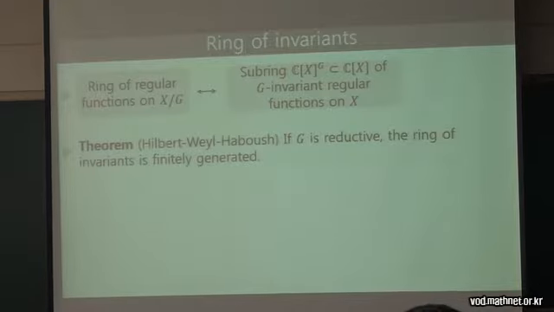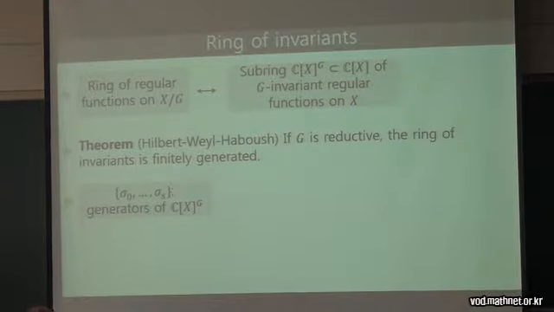So the theorem of Hilbert-Weyl-Haboush is that if G satisfies this property called reductivity, then the ring of invariants is finitely generated. This is in any characteristic. So now, since it's finitely generated, you can pick... So I'm going to look at my ring of invariants. This is going to be the ring of functions of my quotient space. And I'm going to take finitely many generators of this ring of invariants.